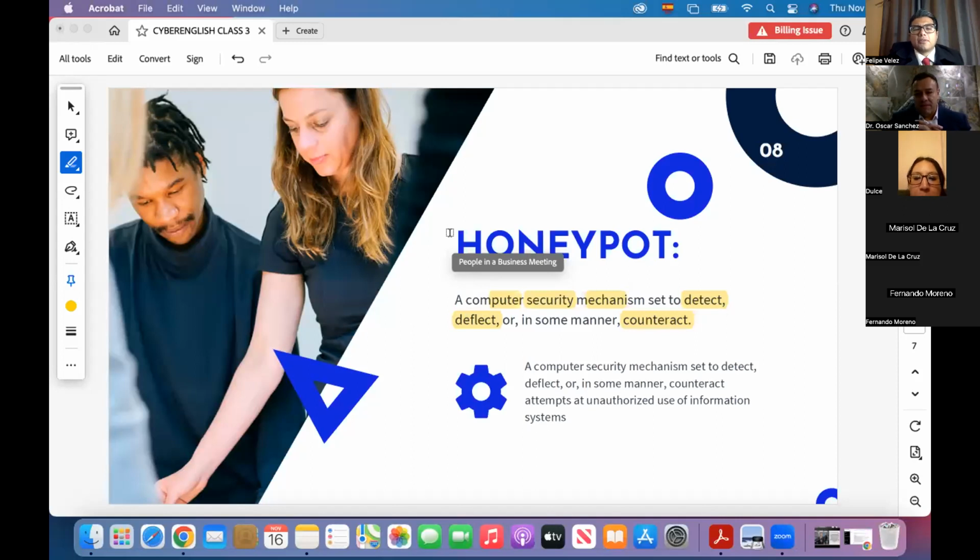Or manner, in some manner, counteract attempts at unauthorized. Unauthorized. Suavecito. Unauthorized. Cuando yo vea las THs, suave, suave. Otra vez. Unauthorized use of information system. Very good.